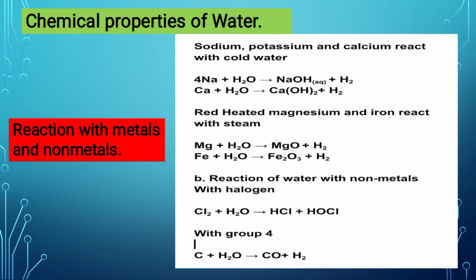It is the same H2O. When we pass steam through it, we are going to have evolution of hydrogen. But that of iron here is actually a reversible reaction, so you should be careful on this. They normally bring something that looks like this in questions. Reaction of water with non-metals, with halogen, we will have something like this. You can actually change this Cl2 to Br2.